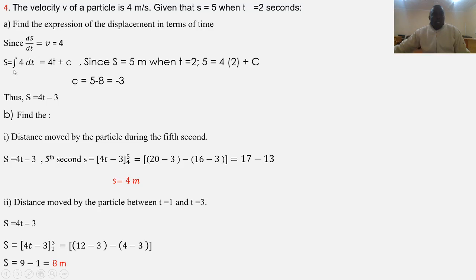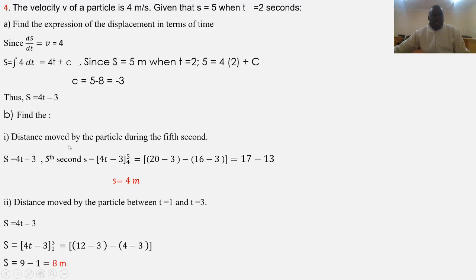So, my displacement is 4t plus c. And I'm told that s is 5 and t is 2 seconds. So, I substitute 5 and t, so my c becomes 5 minus 8, which is negative 3. I had done this question from above, so this is just a repetition. So my s now becomes 4t minus 3.